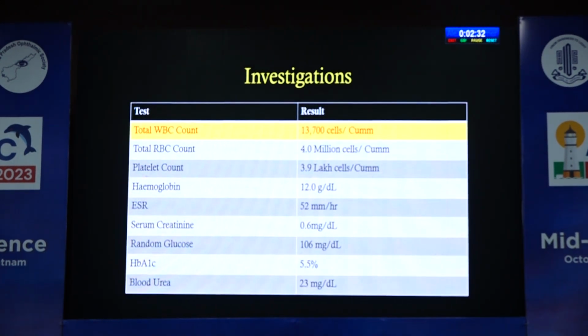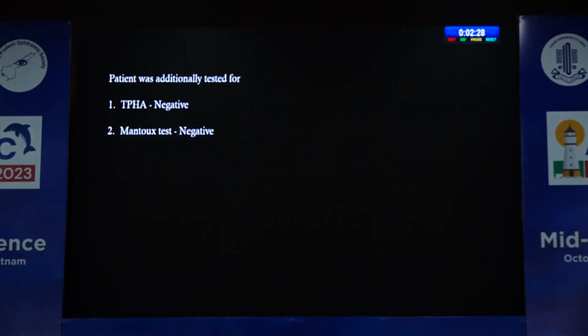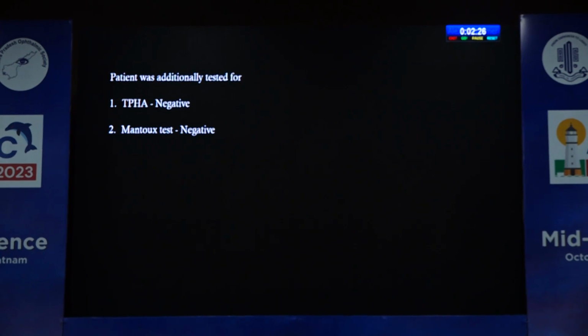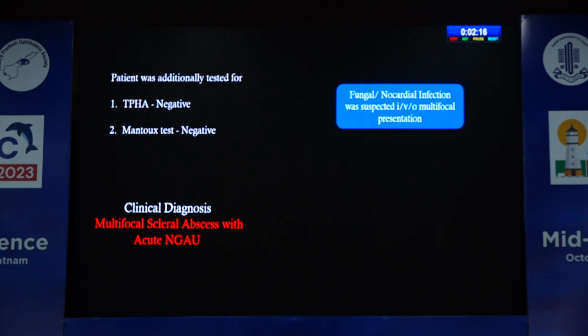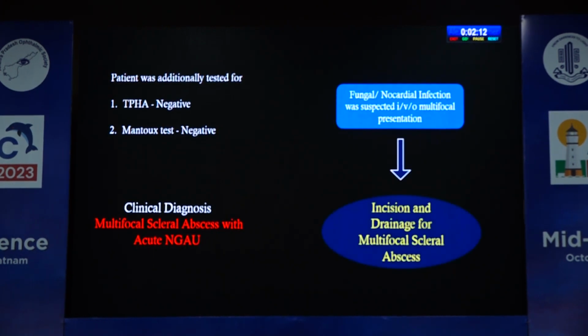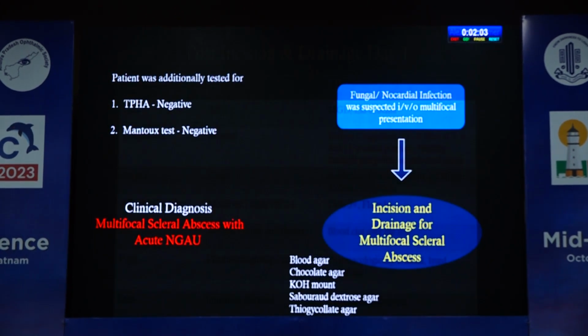On investigation, the leukocyte count was raised. The patient was additionally tested for a TPHA and Mantoux test, which came out to be negative. So the clinical diagnosis of multifocal scleral abscess with acute non-granulomatous anterior uveitis was made. The suspicion of fungal and nocardial infection was kept in view of multifocal presentation. So, incision and drainage for multifocal scleral abscess was advised and the specimen was sent for culture and sensitivity.